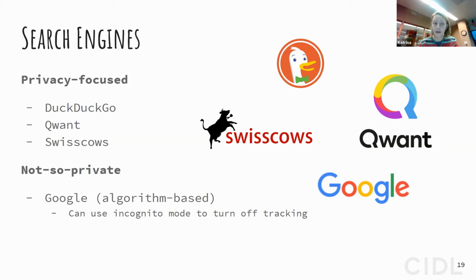But if you try them, or you're thinking, gosh, I really don't want to try something new, when you use Google, you can get around some of the tracking by using incognito mode, which is like a private browsing mode. It turns off some of that default tracking, and that's something we'll talk about shortly as well.